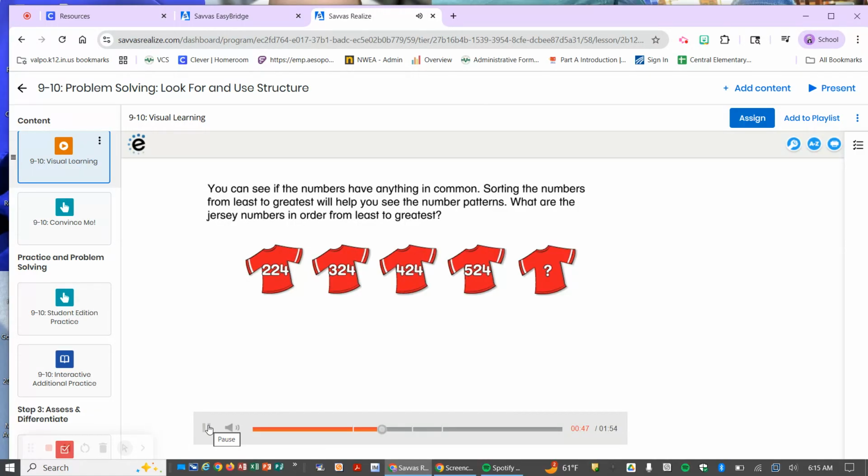You can see if the numbers have anything in common. Sorting the numbers from least to greatest will help you see the number patterns. What are the jersey numbers in order from least to greatest?